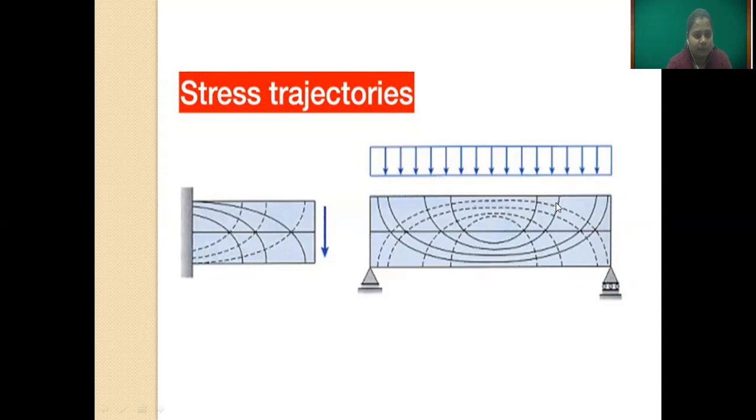Then write down the second point. Bending stresses contribute to normal stresses, and shear stresses are due to shear force. Full stop.